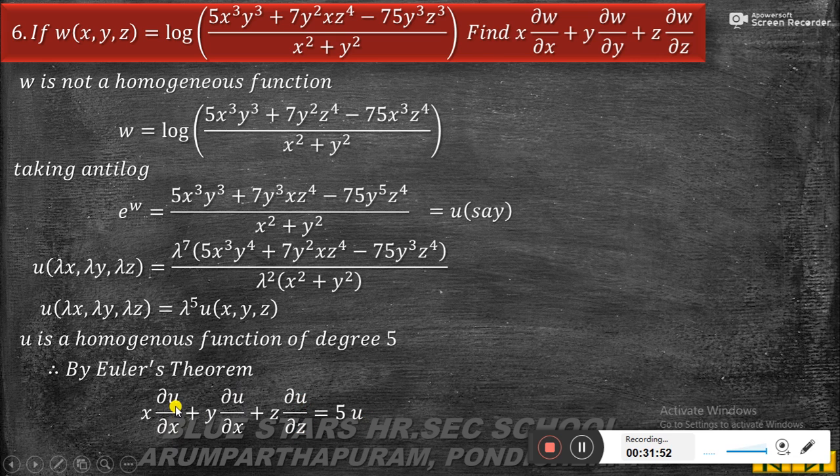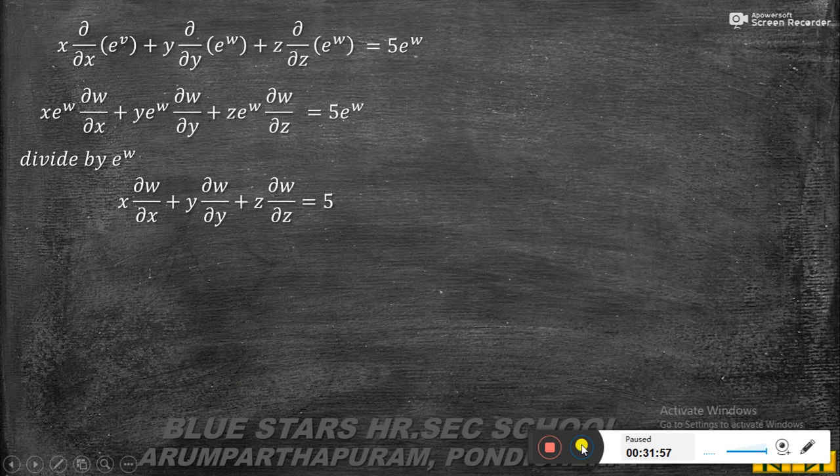Now we substitute u equal to e to the power w in all the u. So x into ∂/∂x of e^w plus y into ∂/∂y of e^w plus z into ∂/∂z of e^w equals 5e^w. Therefore, differentiating the exponential, e^w ∂w/∂x plus y e^w ∂w/∂y plus z e^w ∂w/∂z equals 5e^w.